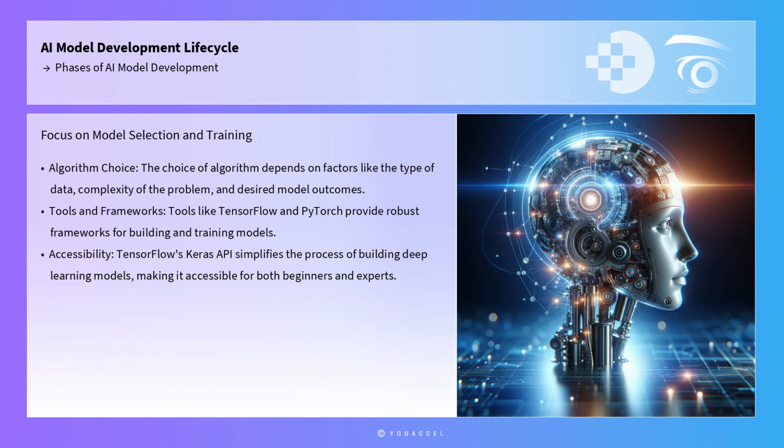After engineering features, the focus shifts to model selection and training. This phase involves choosing the appropriate machine learning algorithm and training it on the prepared dataset. The choice of algorithm depends on several factors, including the type of data, the complexity of the problem, and the desired model outcomes. Algorithms such as decision trees, support vector machines, and neural networks each have unique strengths and weaknesses.